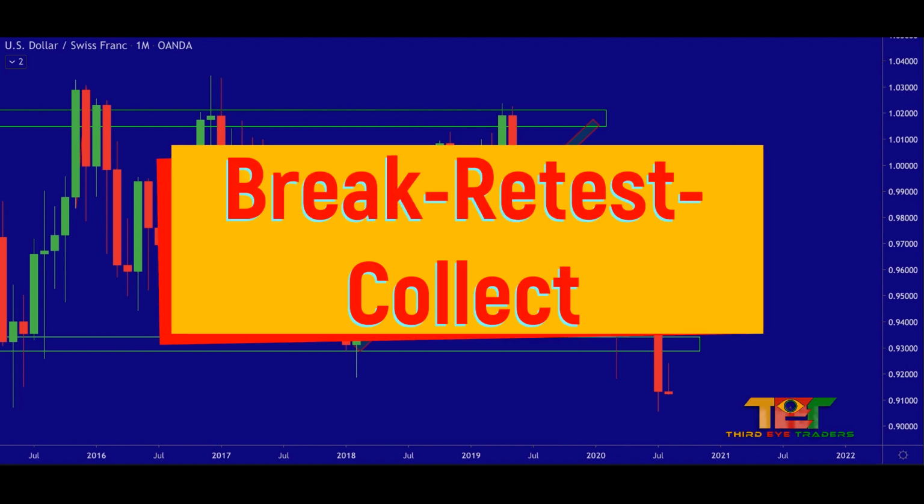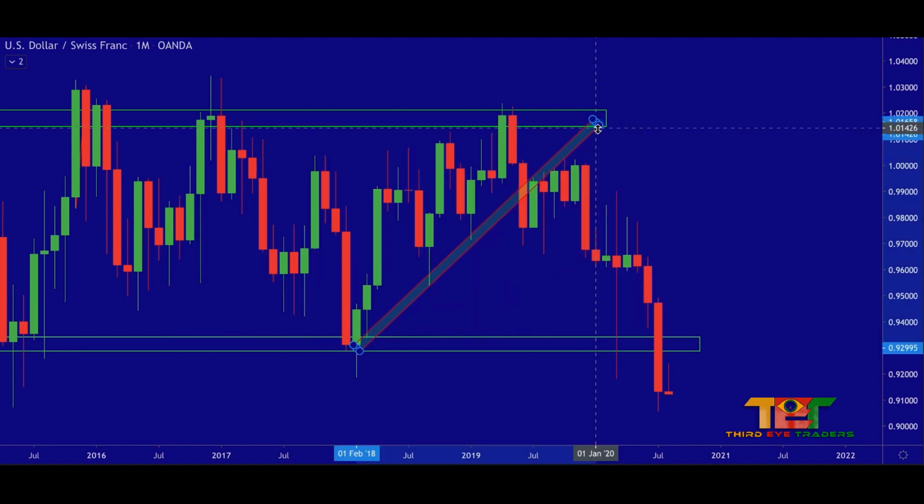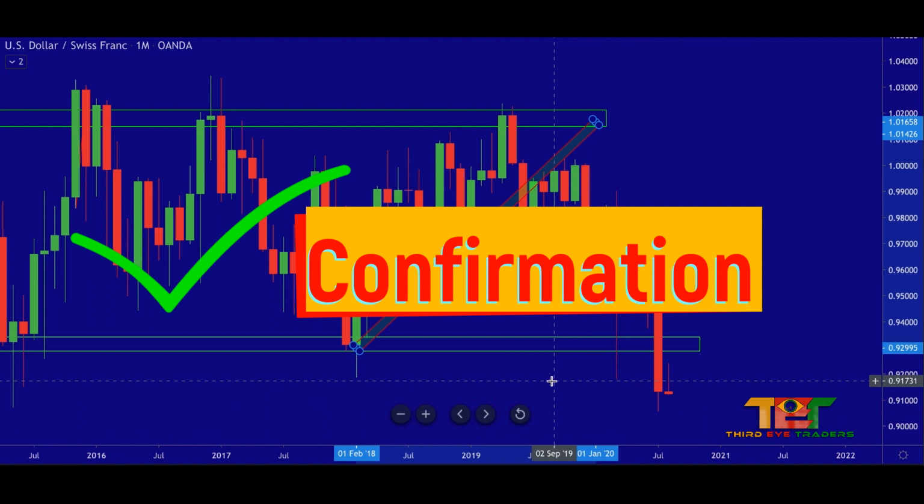We call this the break, retest, and collect. We actually have a strategy in how we place our position, so we're going to go over that later in this course. Now that we're on the same page, let's go over our confirmation checklist.